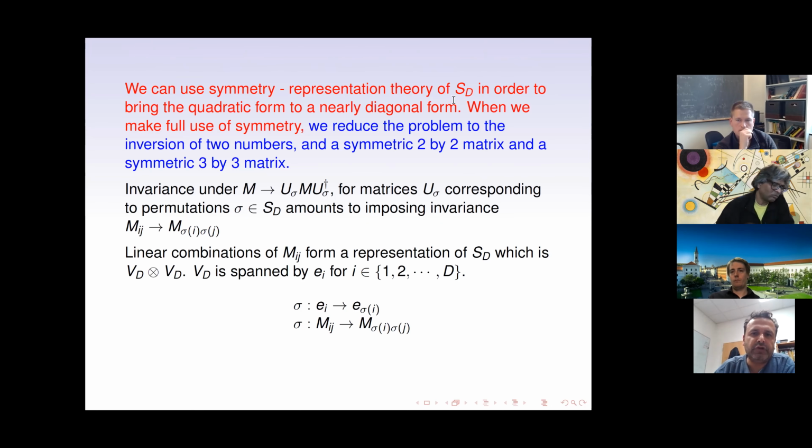Representation theory tells you that you have to think about these matrices as forming a representation of S_D. And the representation is just V_D tensor V_D, where V_D is the fundamental or natural representation of S_D. And here you're just acting diagonally on these 2 indices. This comes basically from saying that if I want invariance where my usual continuous symmetry is replaced by permutation symmetry, where these are permutation matrices, this is how Mij transforms. You just permute each of these indices. So that amounts to studying the representation theory of V_D tensor V_D.